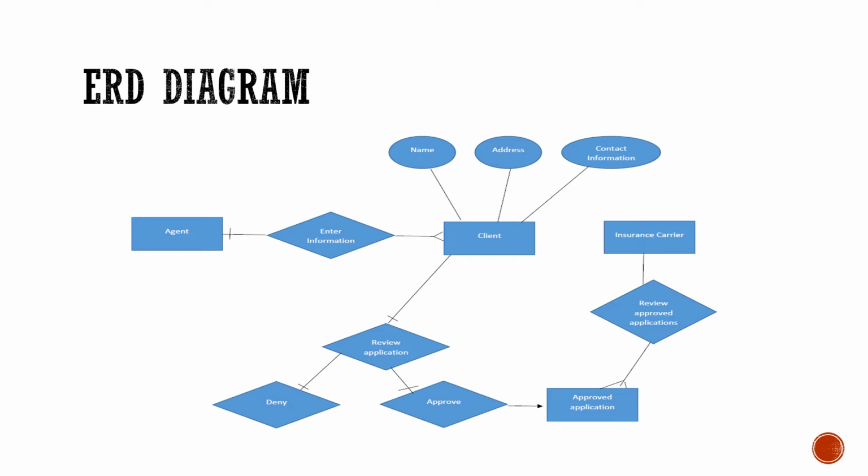This is our entity relationship diagram, which gives us a high-level view of how the different entities interact with each other, and it's an important piece of understanding what exactly needs to be implemented in the system.